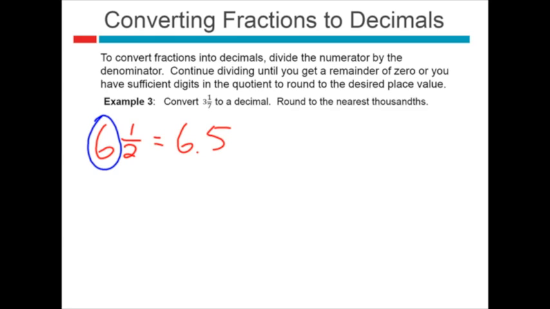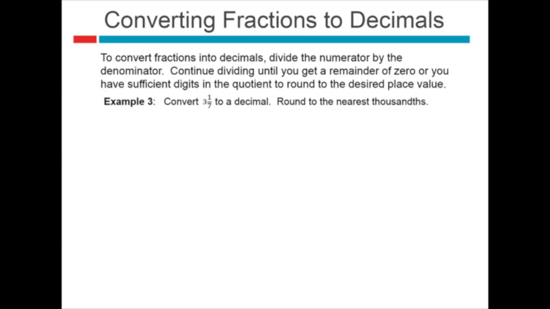Notice the 6 represented a whole, right? So 6 is just going to be the part of your number before the decimal point, to the left of the decimal point. And then what we're going to do is take the fractional part, and that is going to represent the part which is everything to the right of our decimal point. Okay?